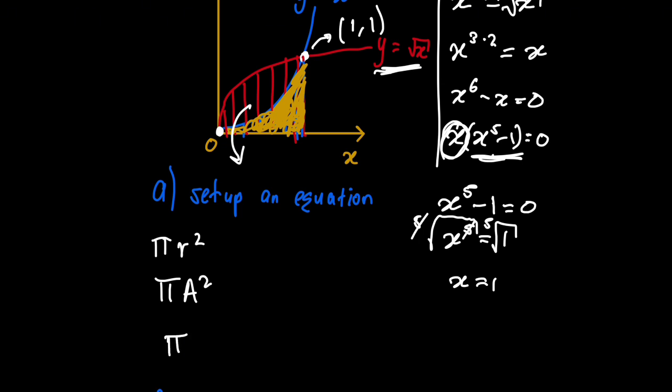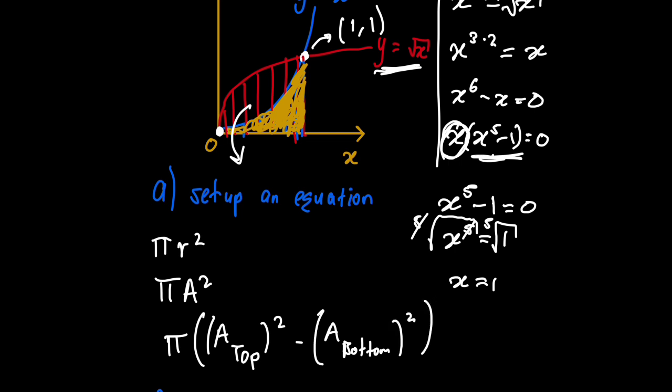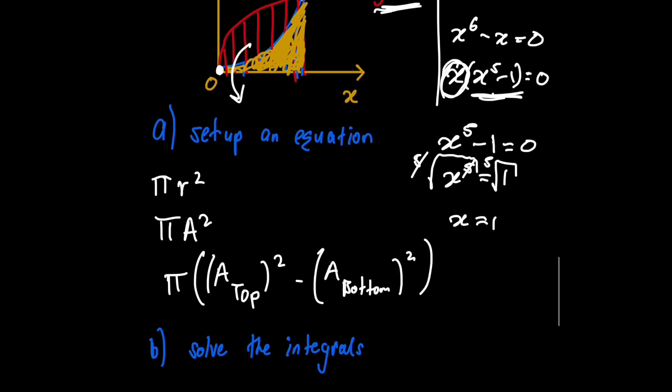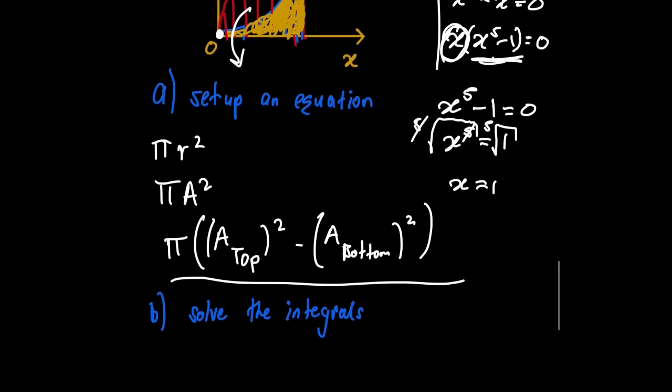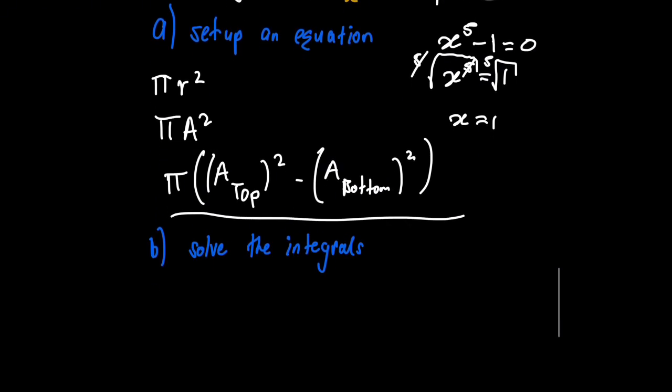So what we can actually say is pi times the area of the top function squared minus the area of the bottom function squared. So something like that. This is the integral we're trying to set up here. So let's try and set this up.